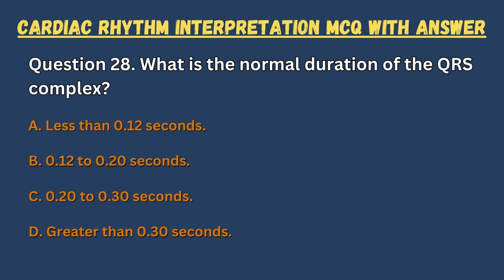Question 28. What is the normal duration of the QRS complex? A. Less than 0.12 seconds. B. 0.12 to 0.20 seconds. C. 0.20 to 0.30 seconds. D. Greater than 0.30 seconds.